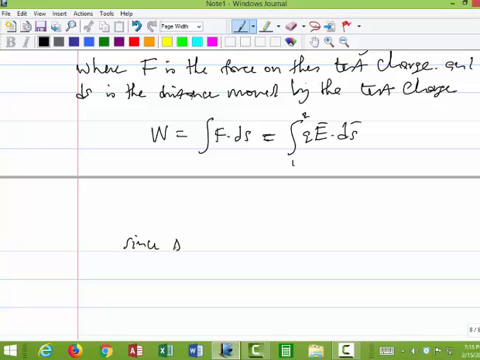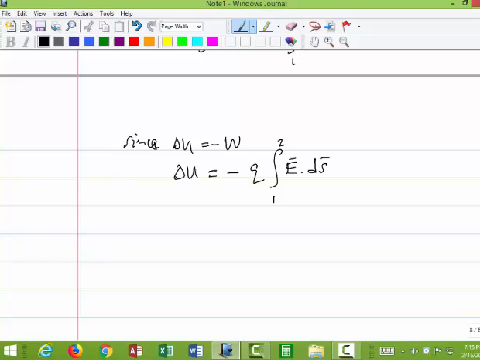So since delta U is equal to minus W, or since W is negative delta U, we can say the potential energy of this system is equal to minus Q integral from a certain point 1 to a certain point 2 of E dot ds. So that's the potential energy of the system.